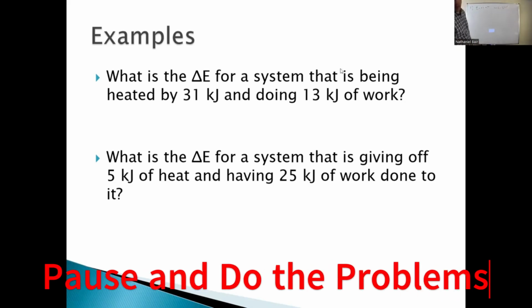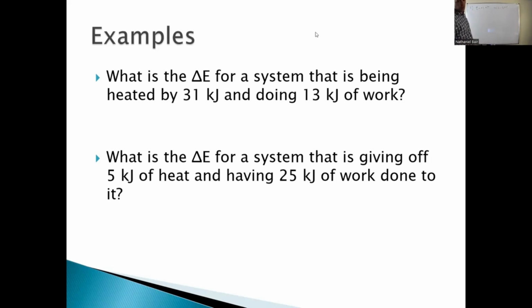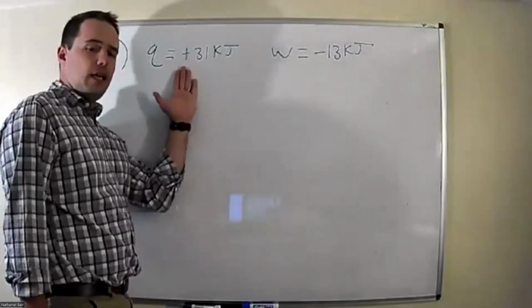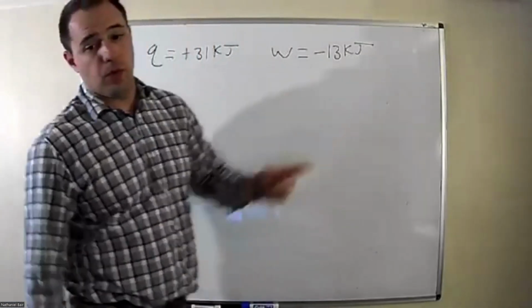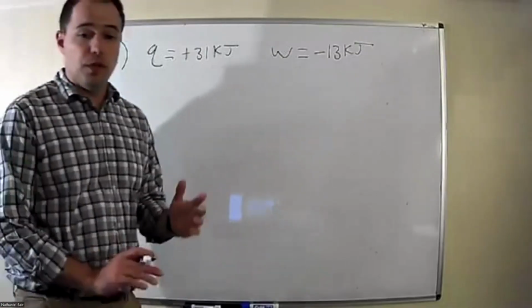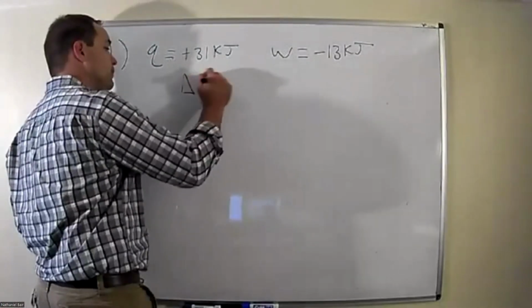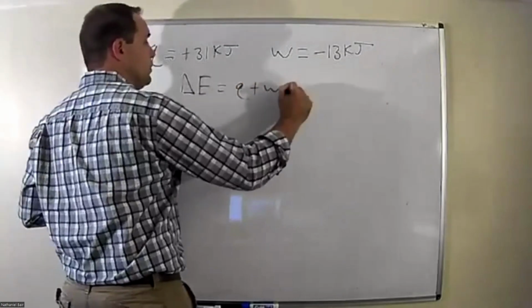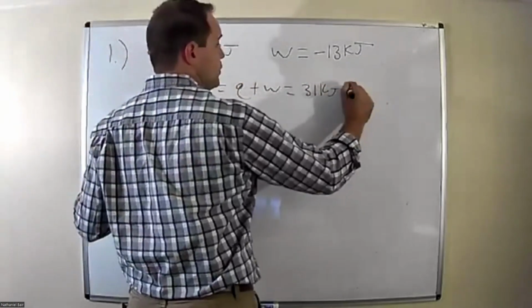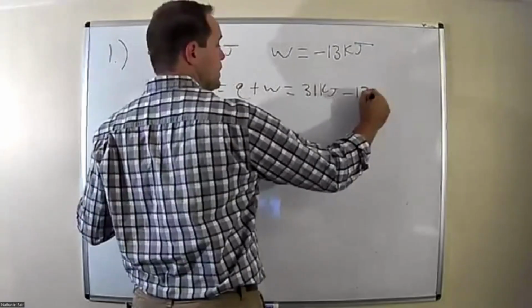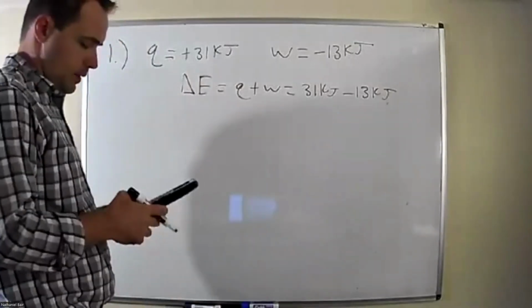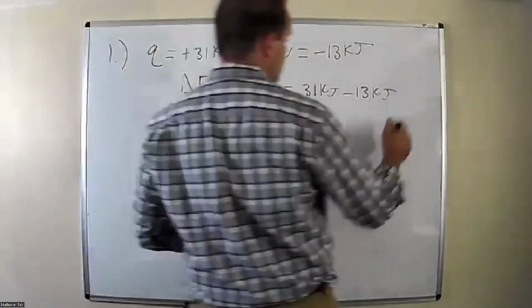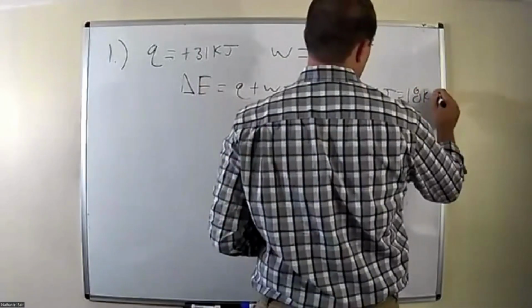All right, so if we look at the top one, it's being heated by 31 kilojoules and doing 13 kilojoules of work. So it's being heated, it's gaining heat, so that's a positive 31 kilojoules for Q. And it's doing 13 kilojoules of work, that's a negative 13 kilojoules for the W. So the change in energy is equal to Q plus W, so that's 31 kilojoules plus a negative 13 kilojoules. What do we got there? The 31 minus 13, 18 kilojoules of energy.